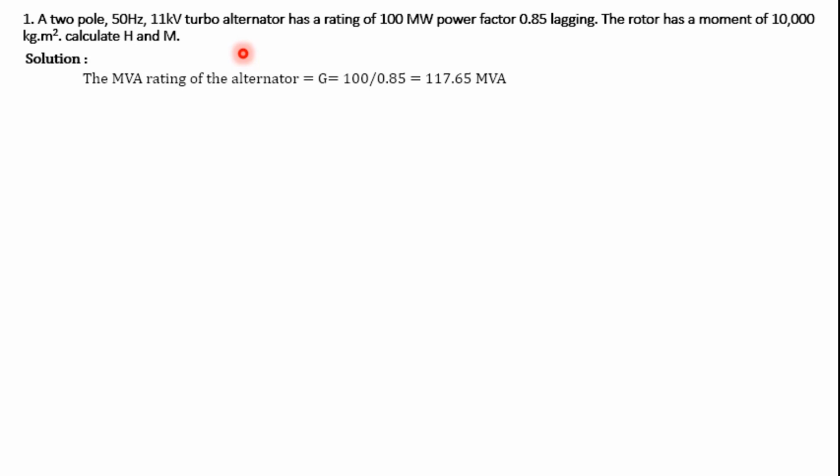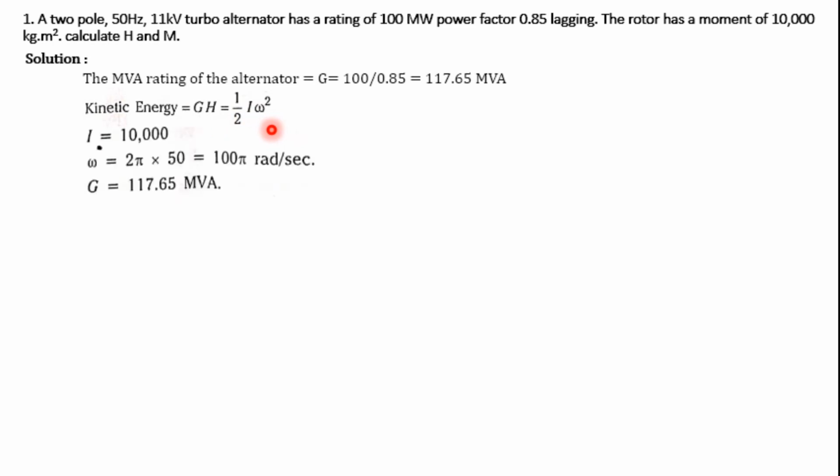The MVA rating of the generator, that is G, is equal to 100 divided by 0.85. Because it is given in megawatt, we need to convert it into MVA rating, so that's why we need to consider the power factor. So you'll get the MVA value. And also we know that GH, the kinetic energy, is equal to half I omega square, where the I value is already given as 10,000, and omega is equal to 2 pi f, that is 100 pi radian per second. Hence we already know that the G value is 117.65 MVA.